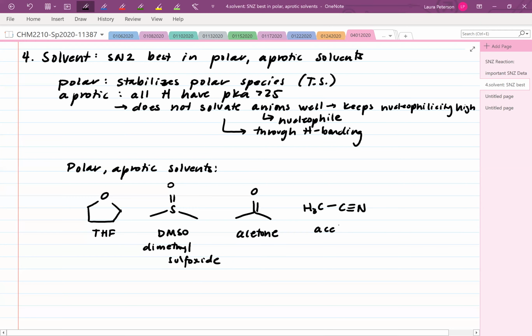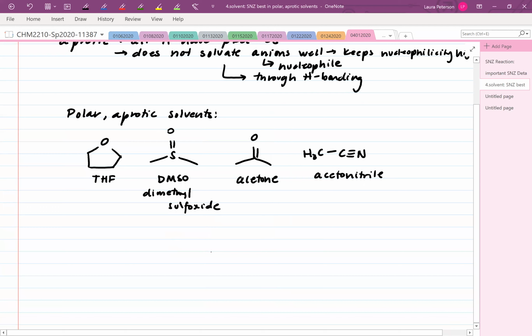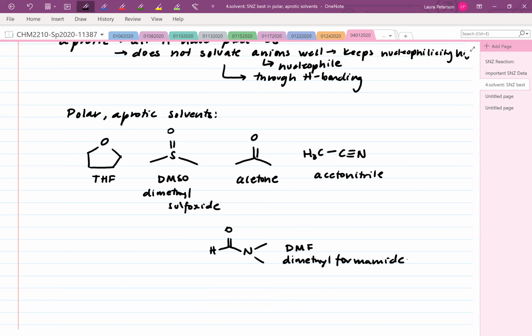This is acetonitrile. And then our last one is something called DMF or dimethylformamide. So it's an amide with two methyl groups. So this is DMF, which stands for dimethylformamide. Okay, so notice that all of these molecules only have hydrogens attached to carbons. There's no hydrogens on oxygen, there's no hydrogens on nitrogen. Therefore, there are no acidic protons. And so since there are no acidic protons, those protons that don't exist aren't going to interact with our solvent.